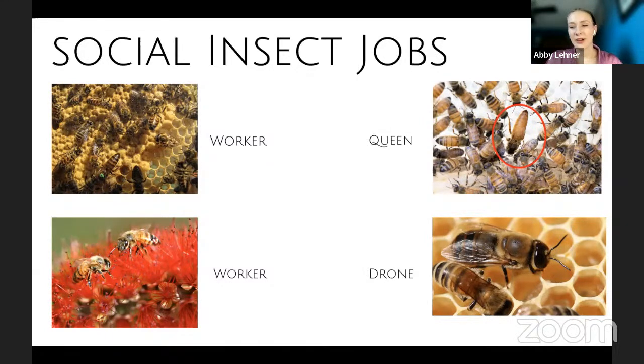Lastly, in the bottom right, I've got a drone. Drones are male bees, so the boy bees. You can see he's pretty big and round compared to the girl worker bees. He also has these really big eyes. And the drones actually don't do too much in the hive except help the queen lay eggs. And that's really their only job, which is why you won't even see drones in the hive all year long.